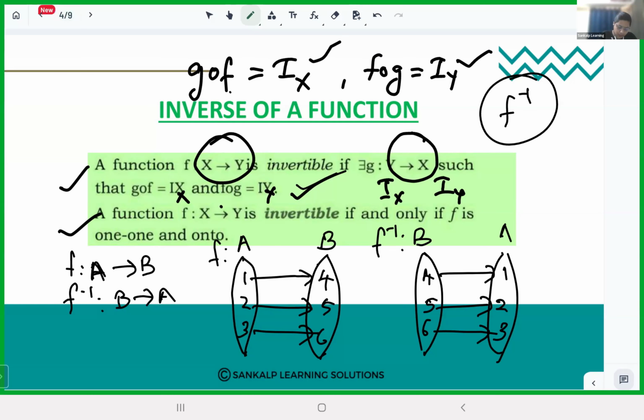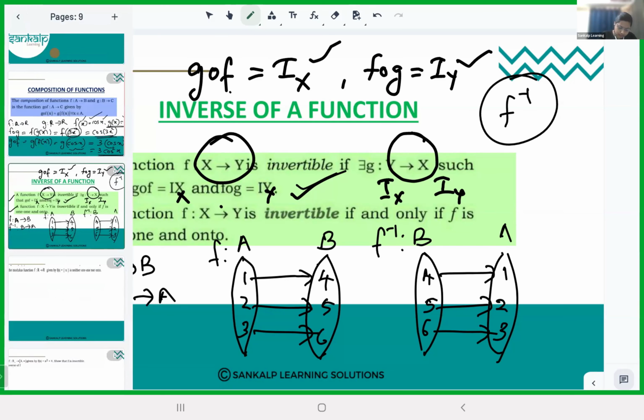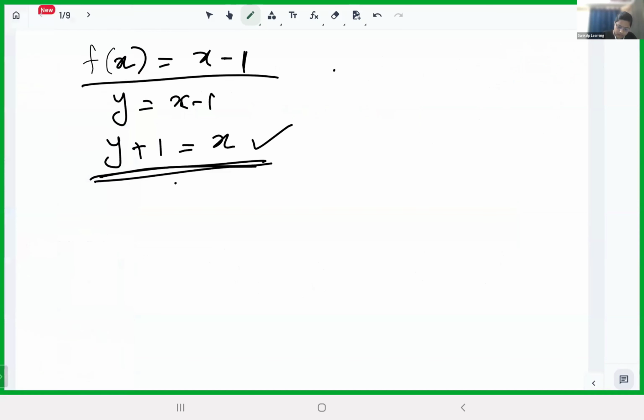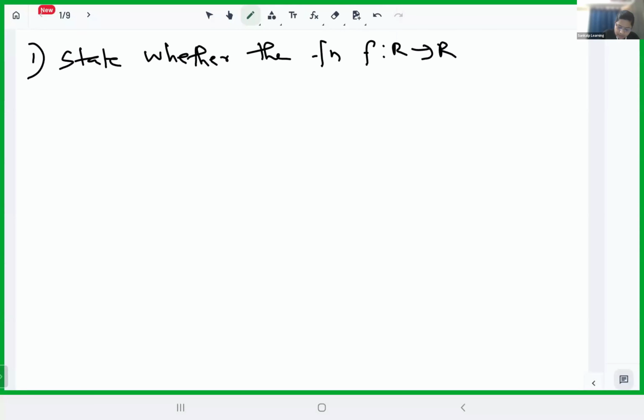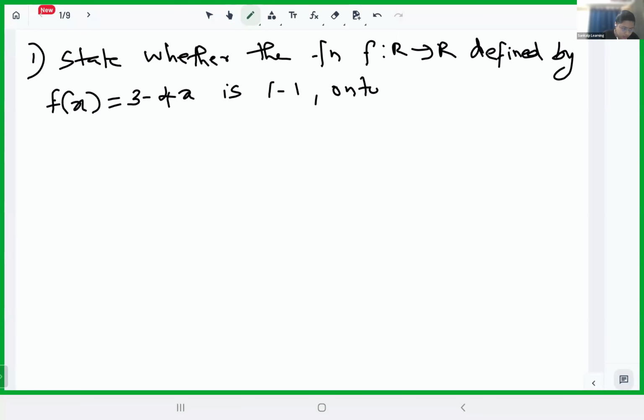All right, so we are moving on to the problems. First question is: state whether the function f from R to R, defined by f of x equal to 3 minus 4x, is 1-1, onto, or bijective. You have to justify your answer.